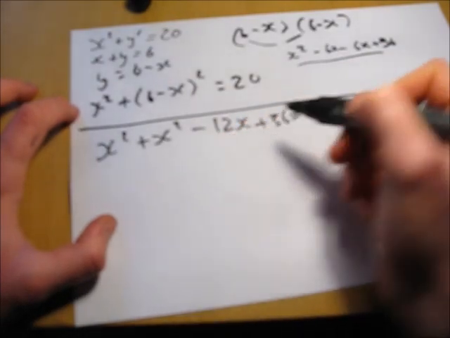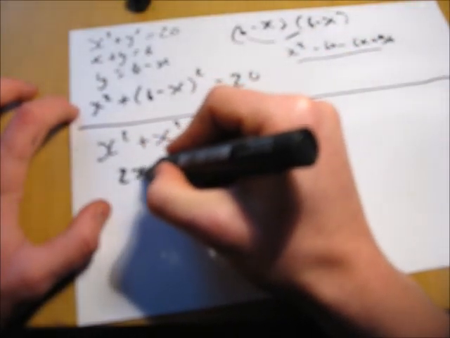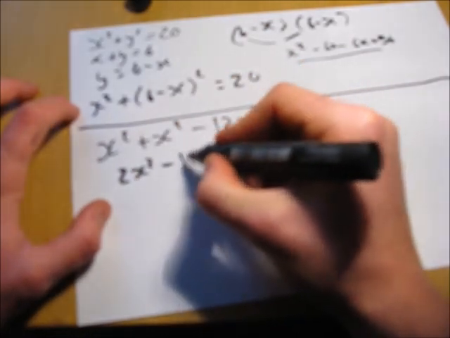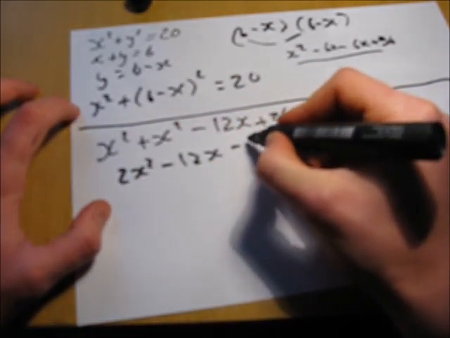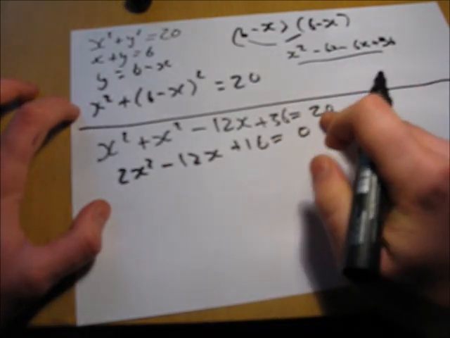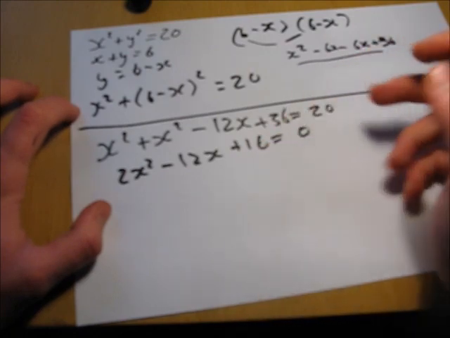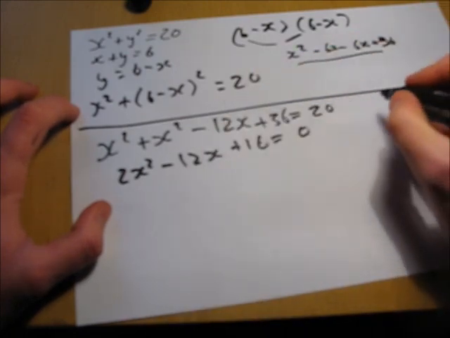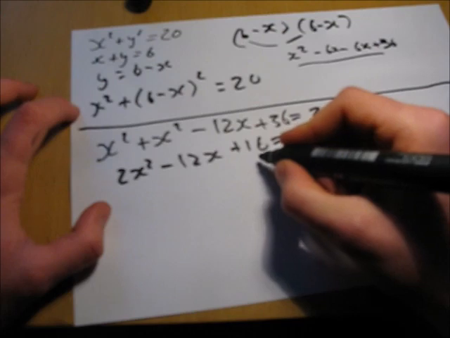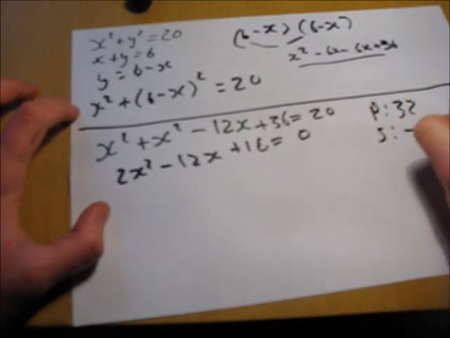Okay. We're going to simplify this and put this 20 on to the left hand side, so we're going to get 2x squared minus 12x plus 16. And you see how we've done that, we just minus 20 from 36. Now we've got a quadratic, we're going to essentially factorize this, so we're going to have the product is 2 times 16, which is 32. The sum is going to be minus 12.